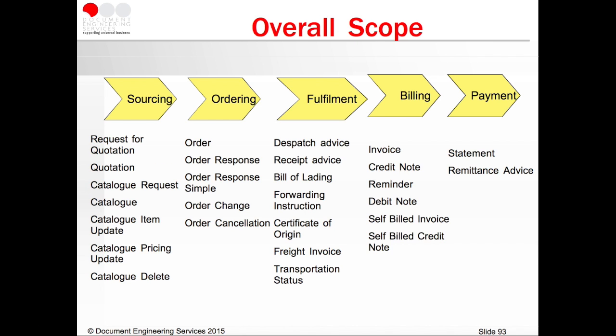The overall scope of the procurement process in UBL covers from sourcing through ordering, fulfillment, billing, and payment. There are many documents used in each of those stages in the procurement cycle, and we'll talk about some of those in this presentation.